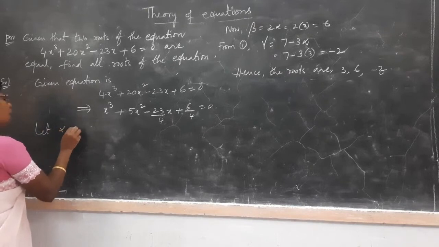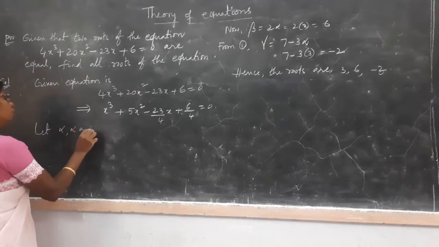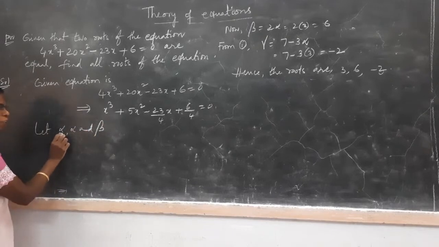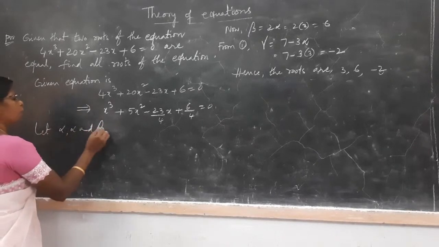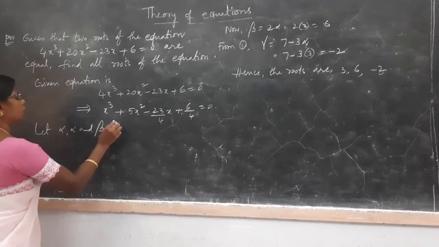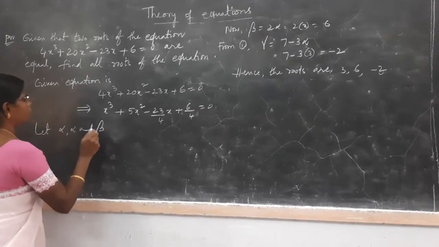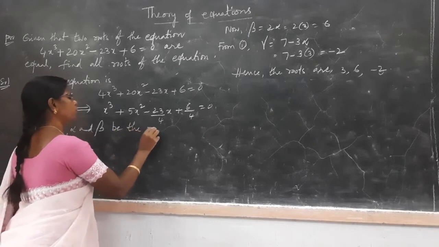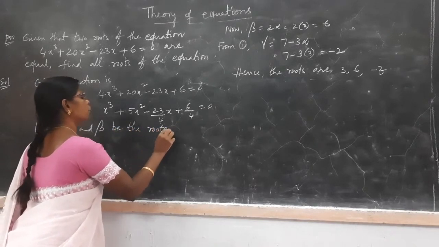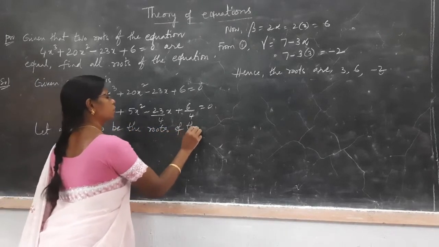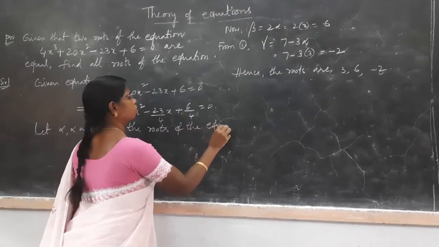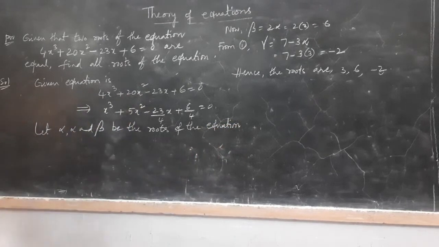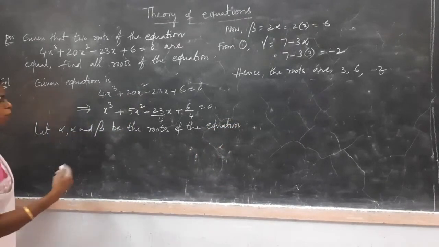So let alpha and beta, here alpha can also be called a repeated root. Okay, beta. Let alpha, beta, gamma be the roots of the equation. Okay, directly on this. So now the relations.